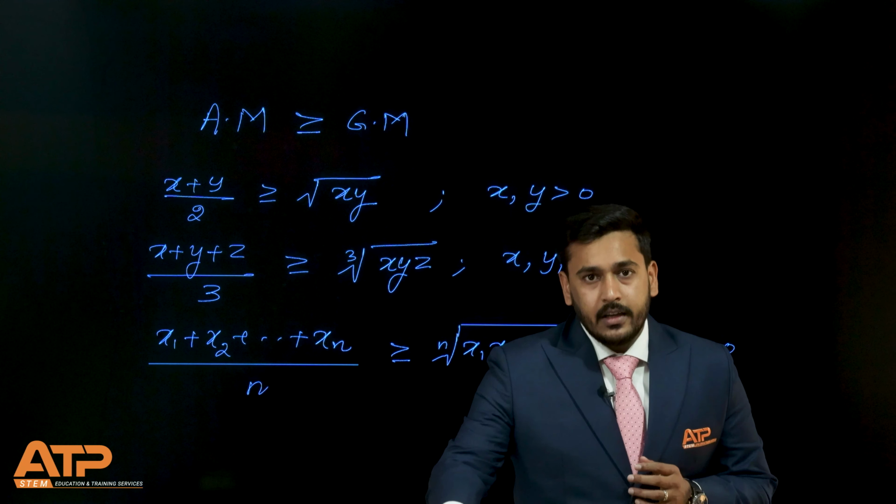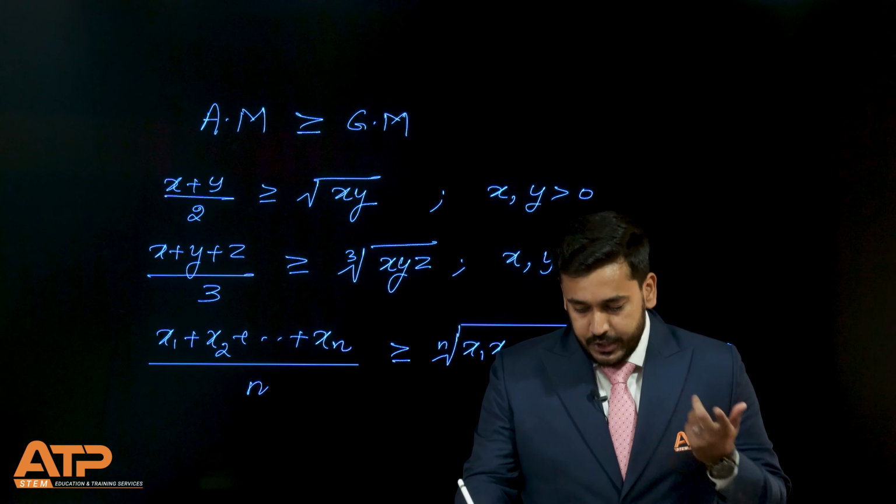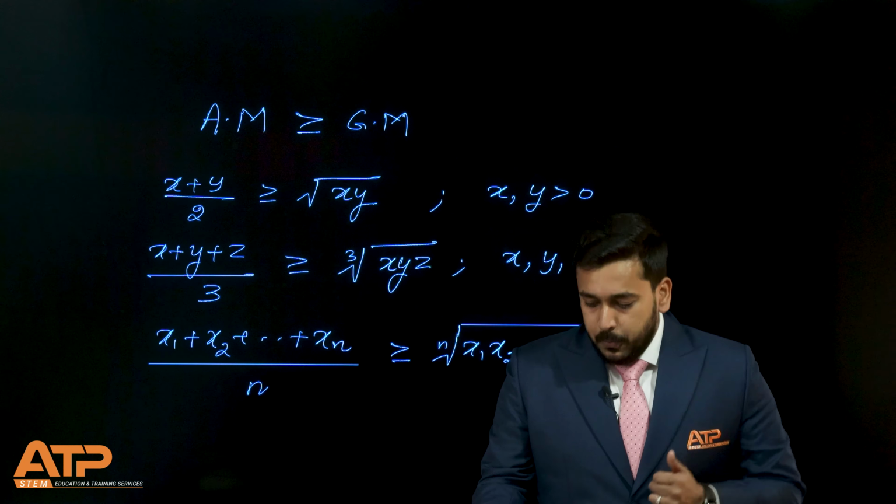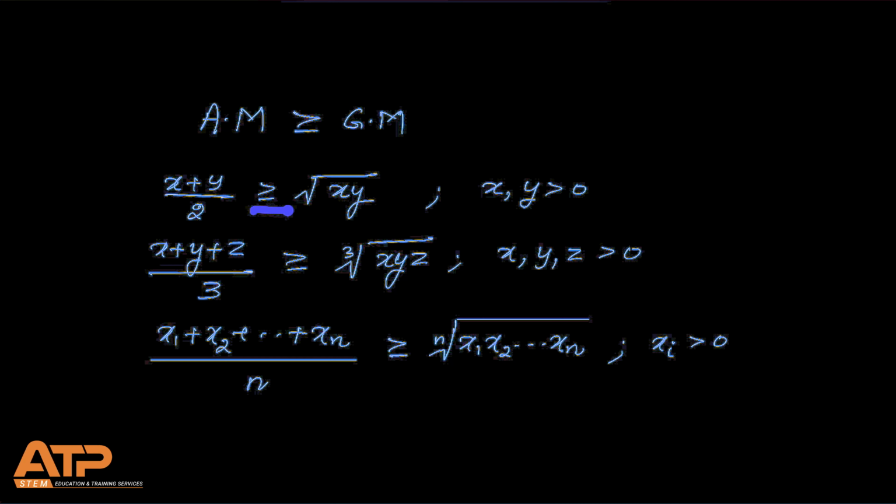Let's see the relation. The relation is: arithmetic mean is greater than or equal to geometric mean. So if we have two positive numbers x and y, then (x plus y) by 2 is greater than or equal to root of xy. Equality holds when the two numbers are equal. If we have three positive numbers x, y and z, then (x plus y plus z) by 3 is greater than or equal to cube root of xyz. Again, equality holds if these three numbers are equal.